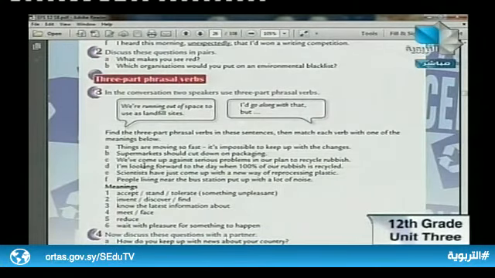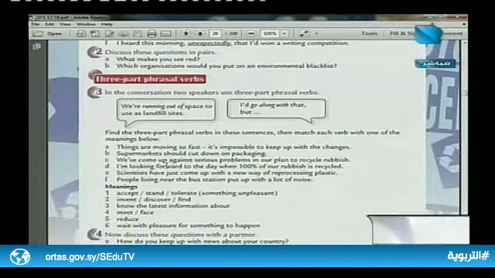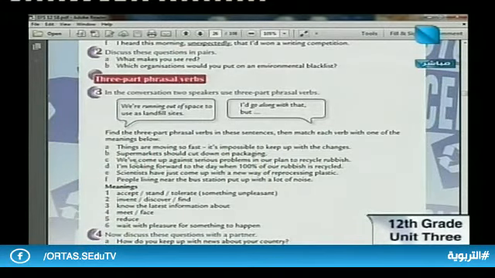Okay, next, number C: "We've come up against serious problems in our plan to recycle rubbish." The phrasal verb, come up against, goes to number 4, meet or face. Yes, number 4, meet or face.